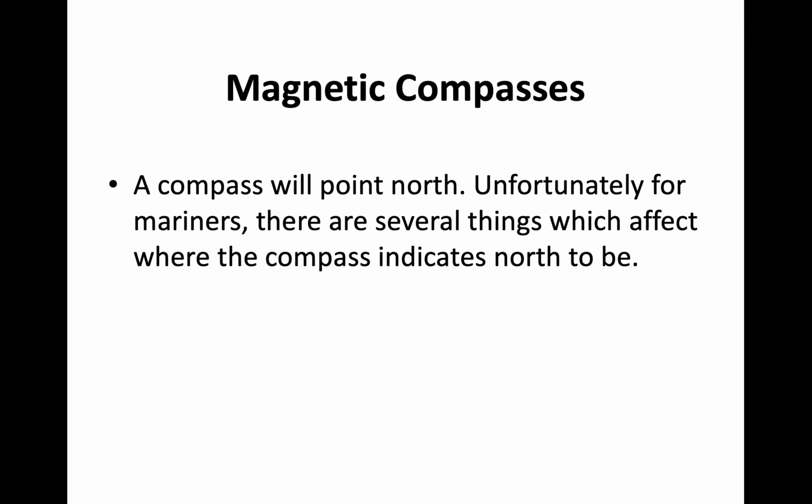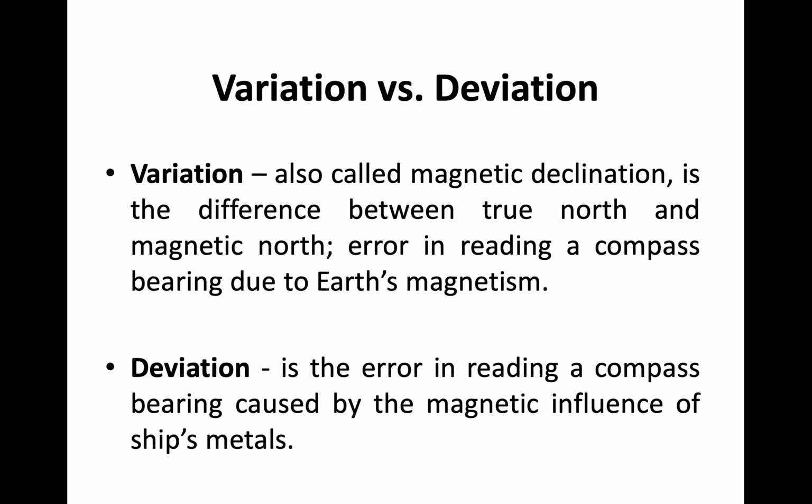However, since this is a magnetic compass, it can be influenced and affected by a lot of things. So what are these things? We have what we call a variation and we also have a deviation. So what's the difference between these two? Generally, both of them are errors when it comes to compass reading. So these are errors in the compass.